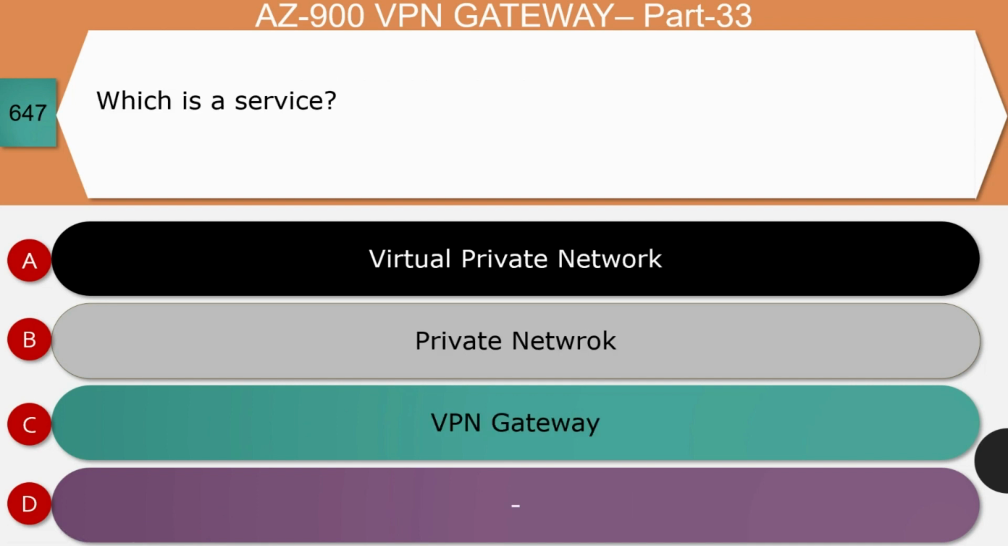Next question, which among the following is considered a service? Is it virtual private network, private network, or VPN gateway? Out of this, virtual private network is a technology concept. Private network is a terminology. VPN gateway, which uses a VPN network technology, forms a service. And so the right answer for this question is option C.